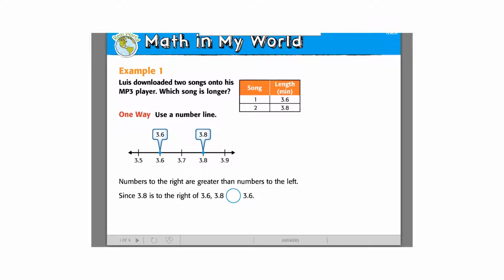Everybody be quiet. Okay, so example number 1 says that Luis downloaded 2 songs onto his MP3 player. Which song is longer? So you have 3 and 6 tenths and 3 and 8 tenths. Now on this example, they're actually showing you one way is to use a number line, which we didn't do as part of our practice today, but a number line is a good way to find out which number is bigger. You can see where 3 and 6 tenths lands on the number line, and 3 and 8 tenths. And obviously the further right you go on the number line, the bigger the numbers get. So it looks like 3 and 8 tenths is going to be bigger.